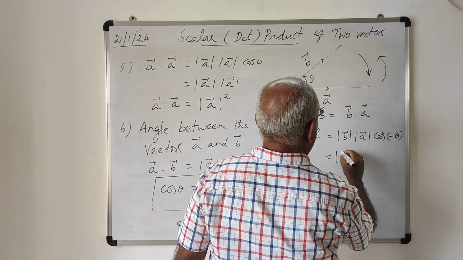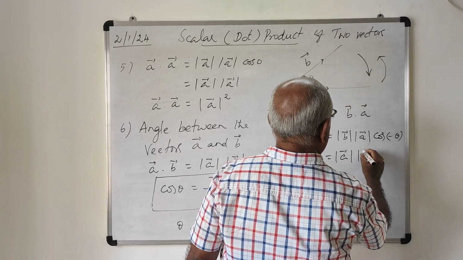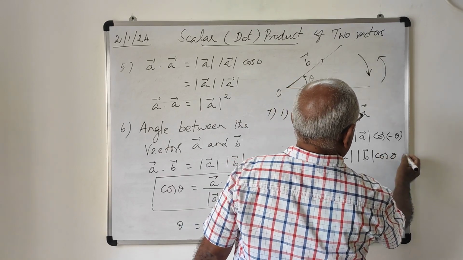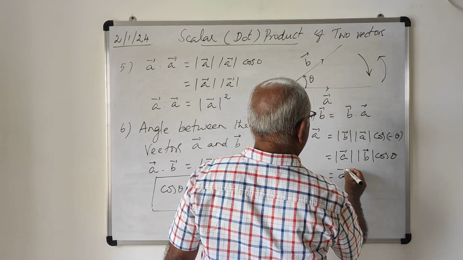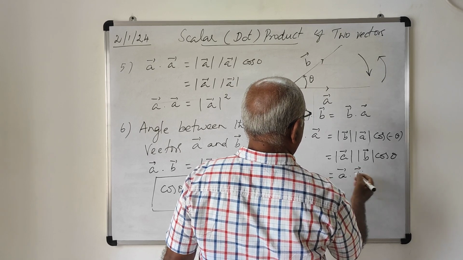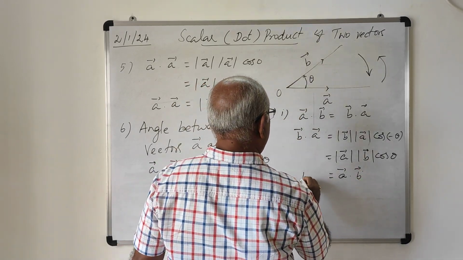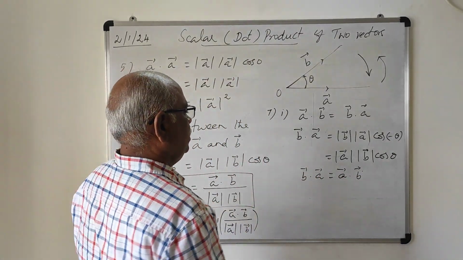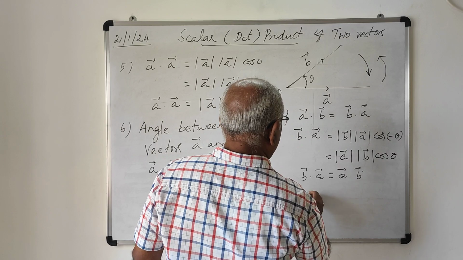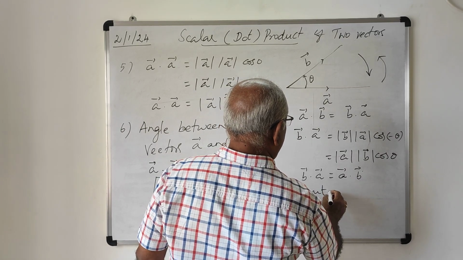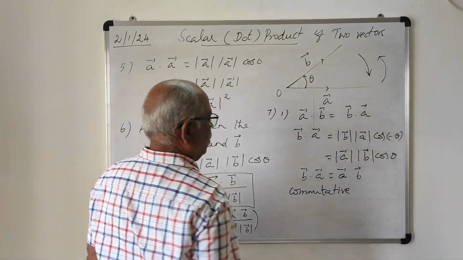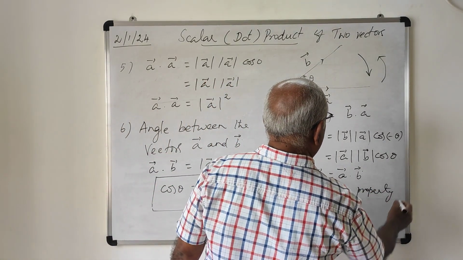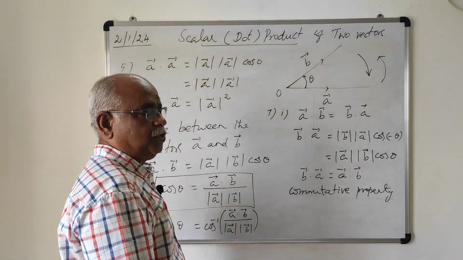You can write mod B into mod A as mod A into mod B. Cos of minus theta, you know, is cos theta. So it's again A dot B. Therefore, A dot B equal to B dot A. So this is called the commutative property of dot product, A dot B equal to B dot A.